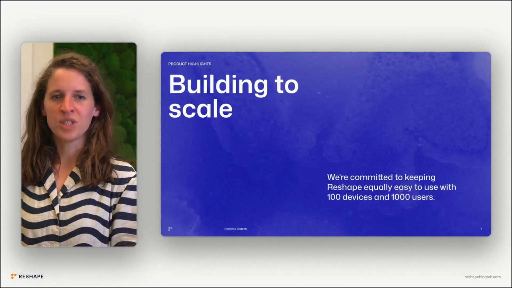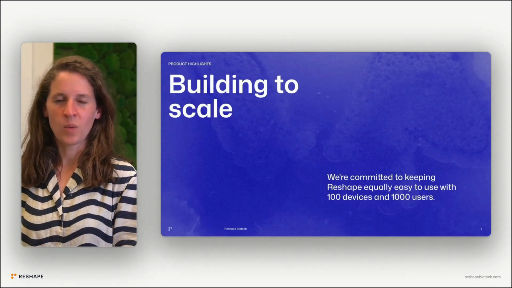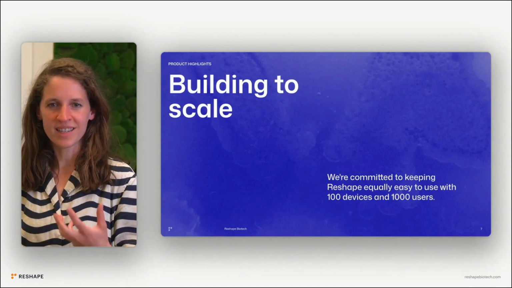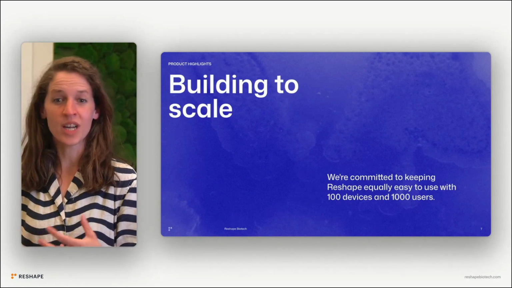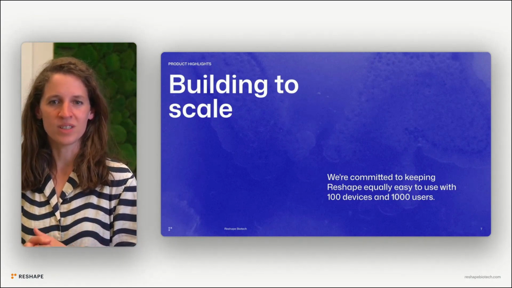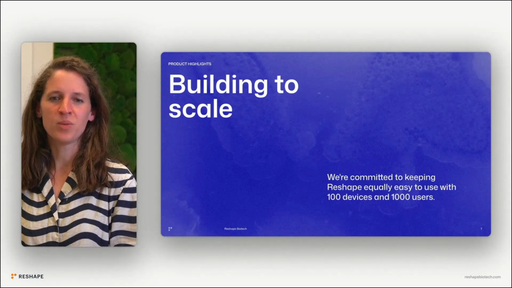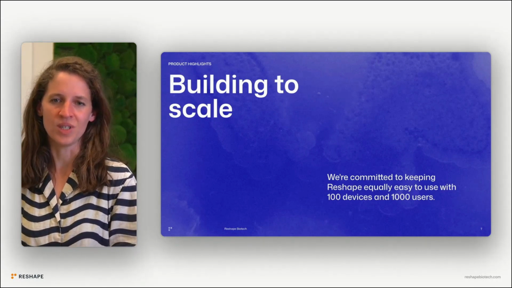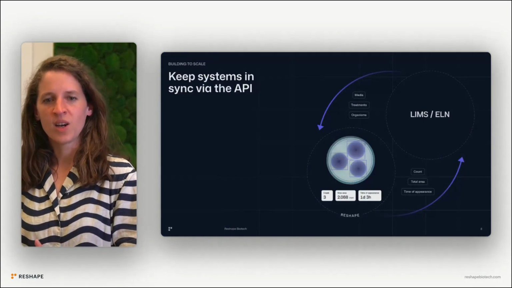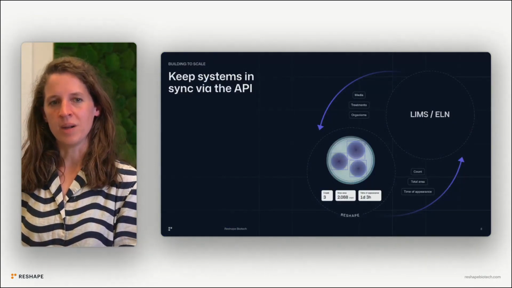One of our big themes at Reshape is building to scale. We will always be finding the next thing to build, inventing new things, trying out what works in labs and what doesn't. But we're also committed to keeping Reshape equally easy to use with 100 devices and 1,000 users in your organization. A core element to facilitate this is our API.